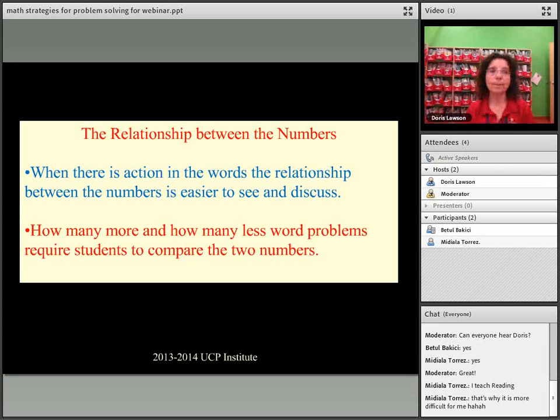And so, where there's action in the words, the relationship is easier to see. But then when you get to how many more and how many less, the relationship ends up different. And I don't know. I'm going to try this year. But I would like to be able to take that word more out of their vocabulary and not say that more is always add. I don't know what I'm going to do to be able to solve that problem.